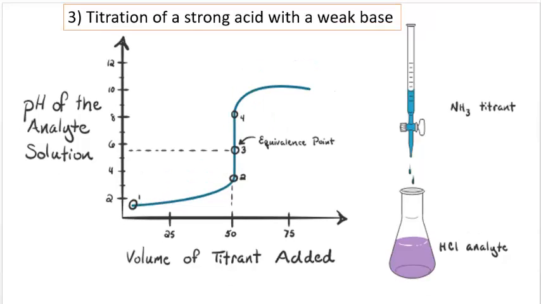Titration of strong acid with a weak base. We start with a strong acid and add a weak base, as we can see. So the starting point is nearly 2, or maybe less than 2. The equivalence point must be less than 7 because it is a strong acid and a weak base.